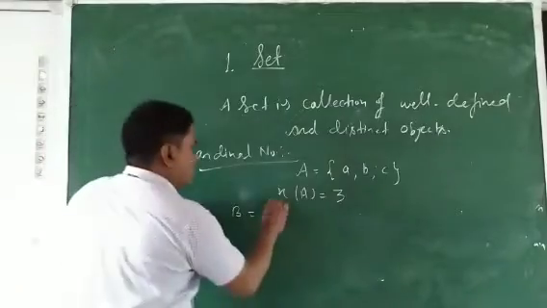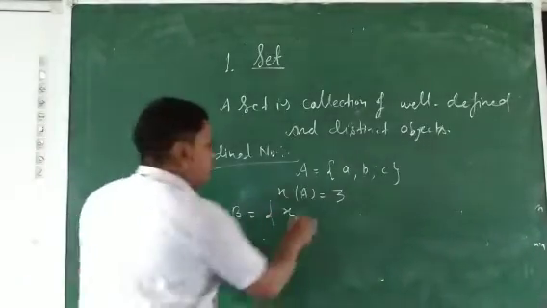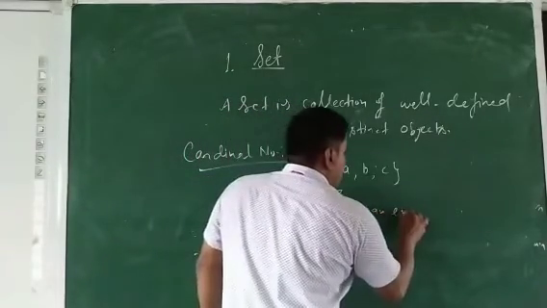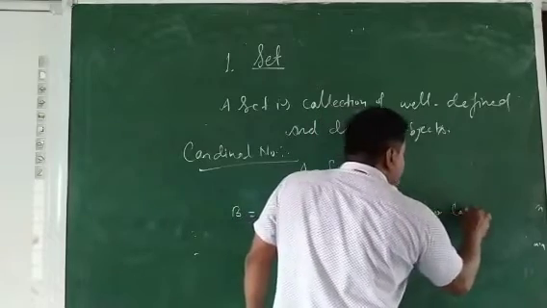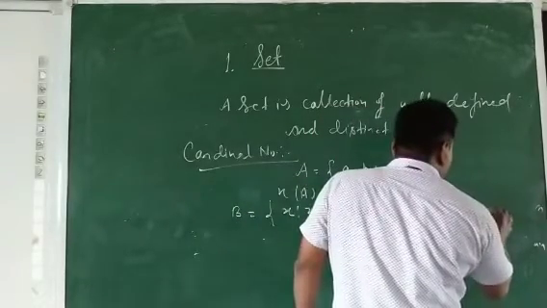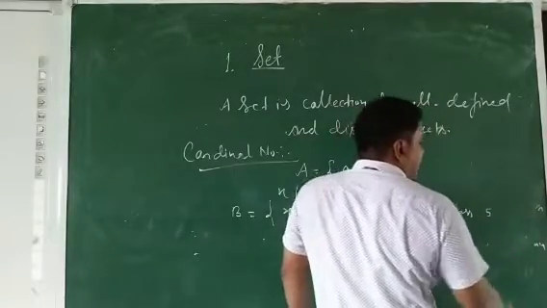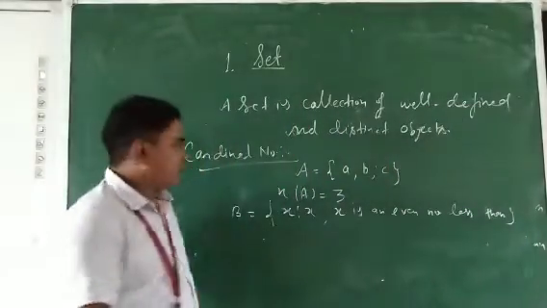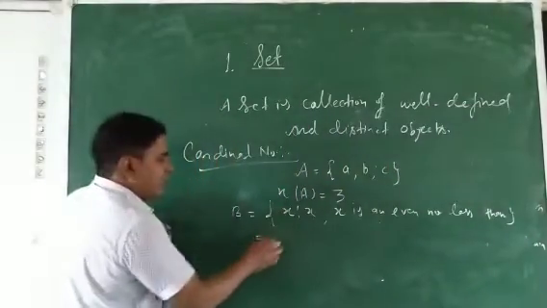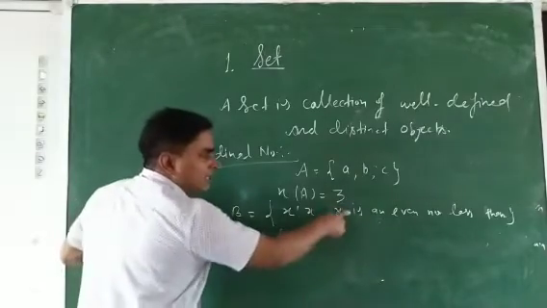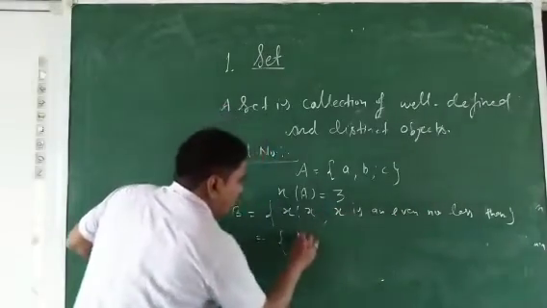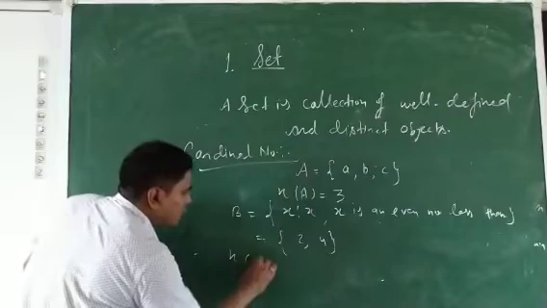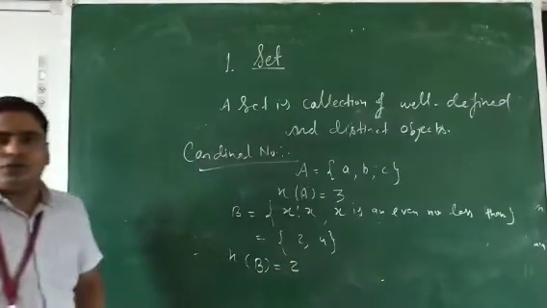Same. Suppose we write one more example. B = {x such that x is an even number less than 5}. First we will convert this into the roster method. How many elements are there? There will be 2 and 4. Only 2. So n(B), the cardinal number of B, is equal to 2.